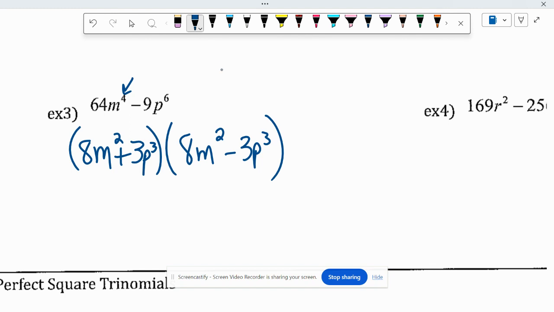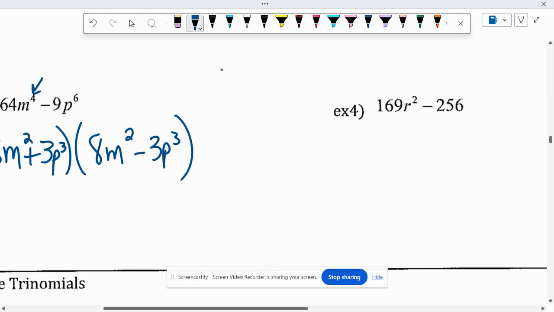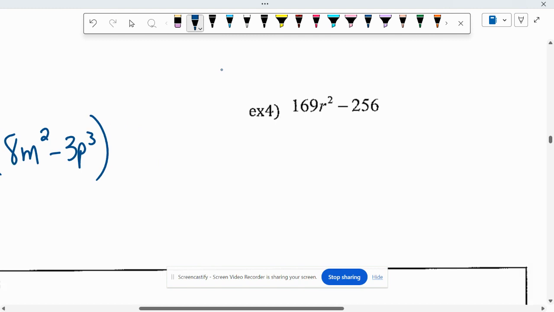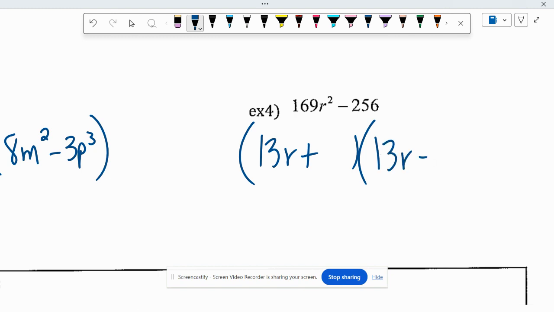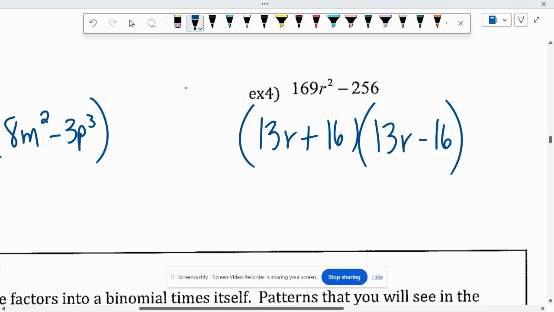What about number 4? 13r. Good job. So I have 13r plus something and 13r minus something. 256. 16. Yeah. Okay. Do you guys feel good about that? Okay. Feel excellent about those? Exquisite. I love that. Okay.